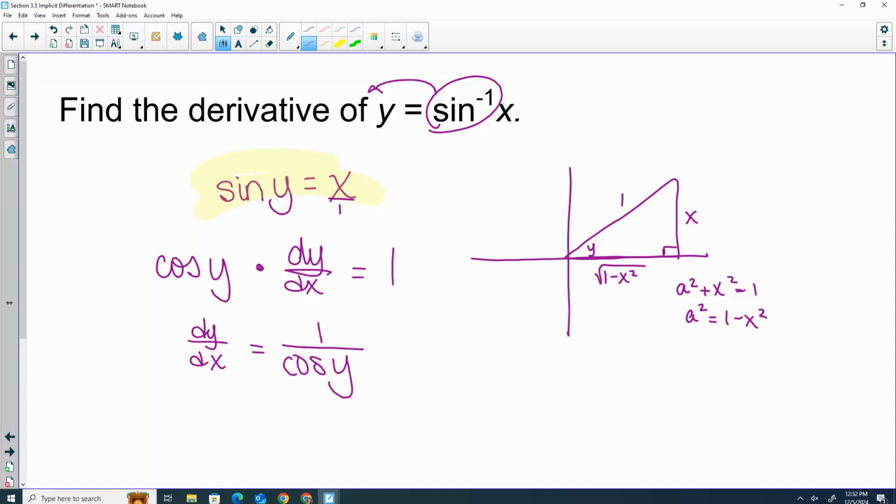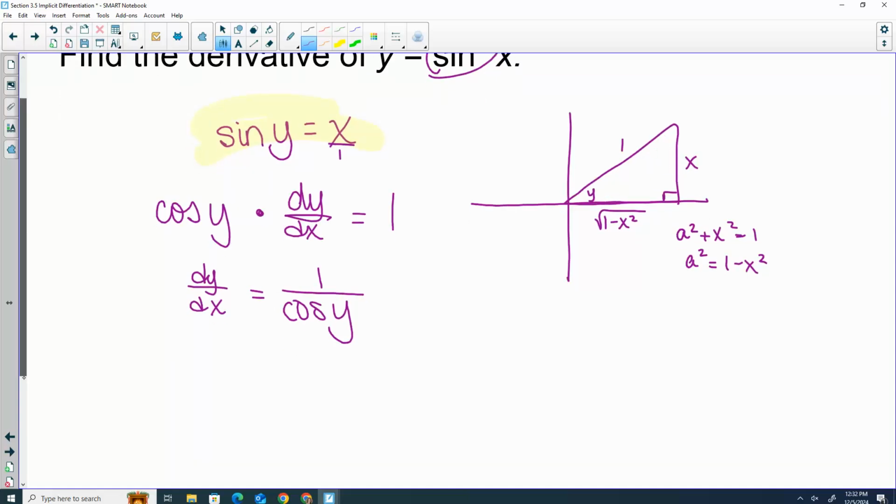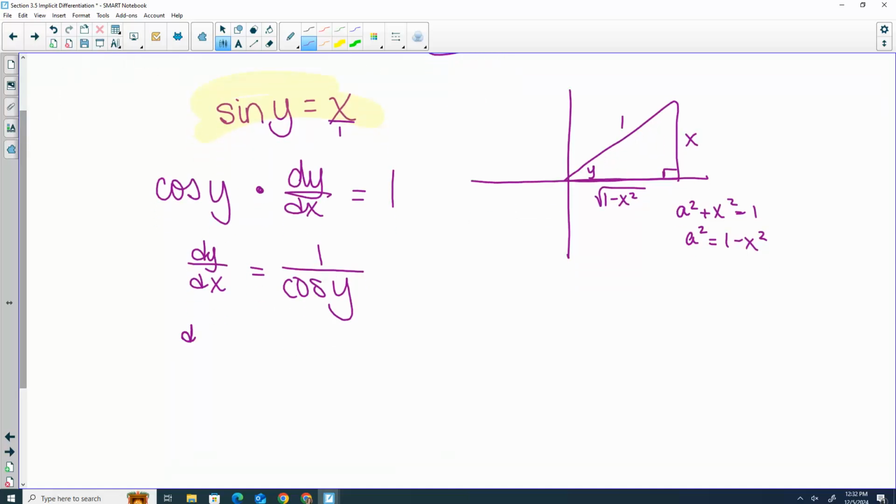Okay. So now, if I wanted to simplify my dy/dx, it's 1 over the cosine of y, then I could look at this picture. Cosine is what? Adjacent over hypotenuse. So adjacent over this over 1. So just that.